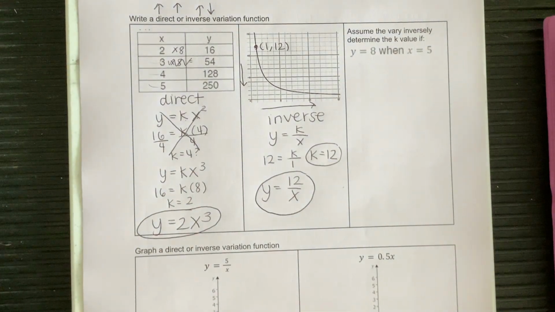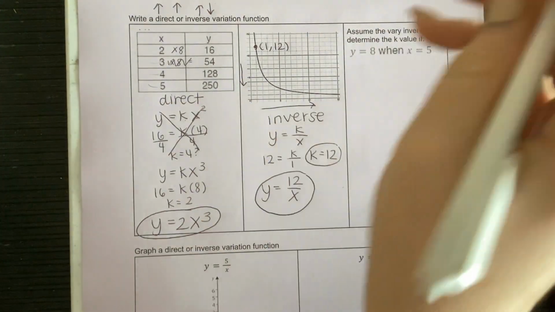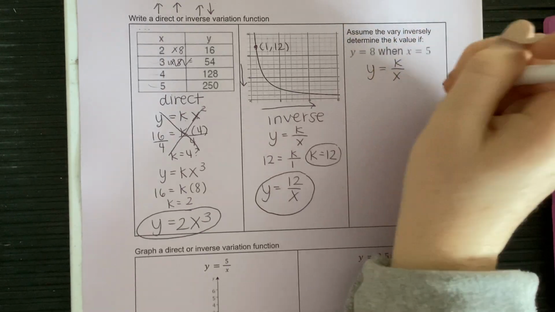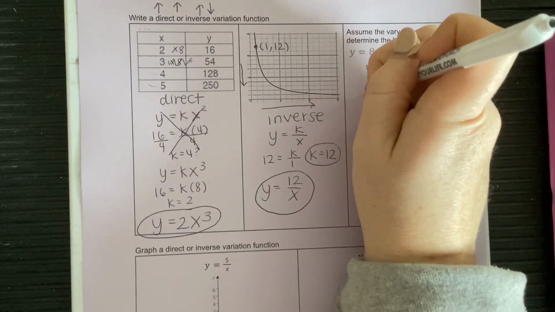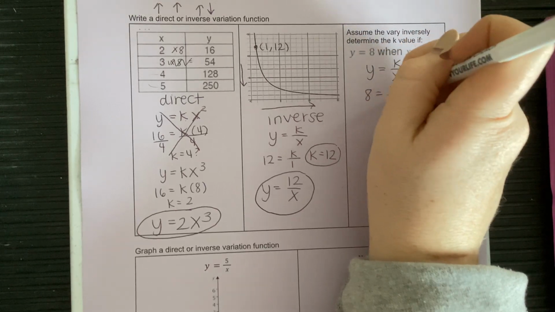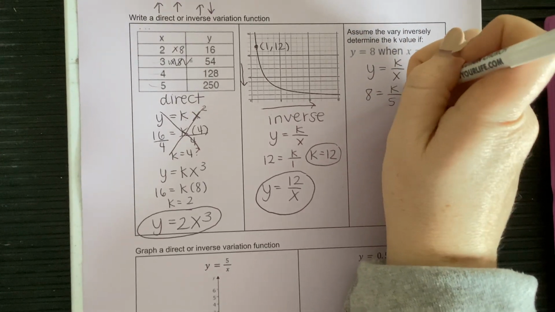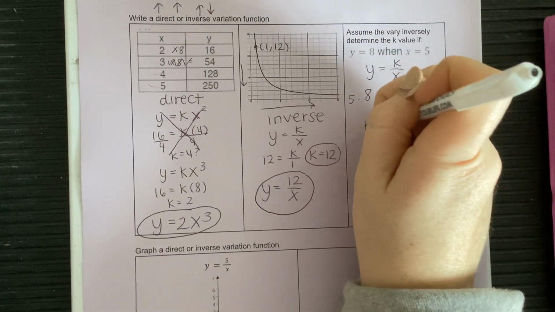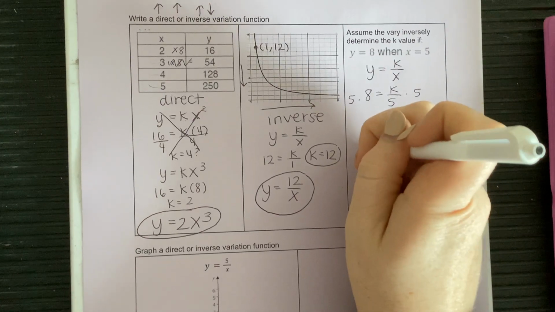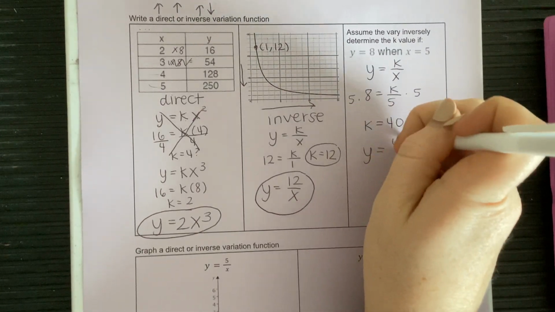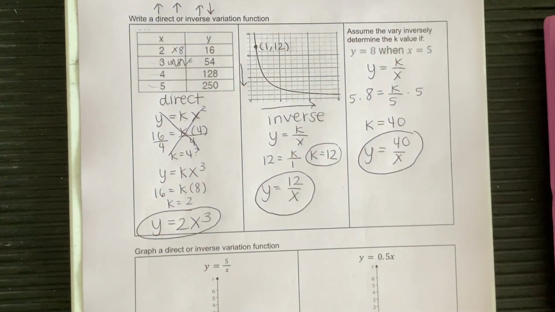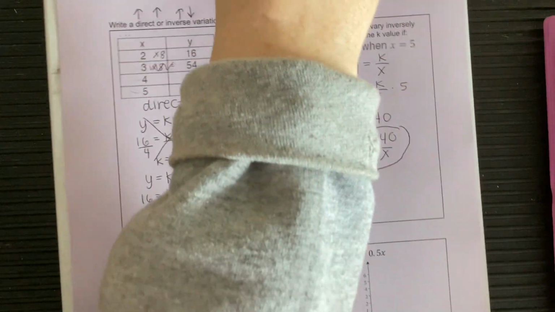Boom. Last one: assume that they vary inversely. So again, you're using y equals k over x, and it tells you what your x and y are. Your y is 8, your x is 5. To solve for this, we would multiply by 5 on both sides. k is equal to 40. So our equation is y equals 40 over x. If you get one of those, make that a freebie question. Those should be easy.